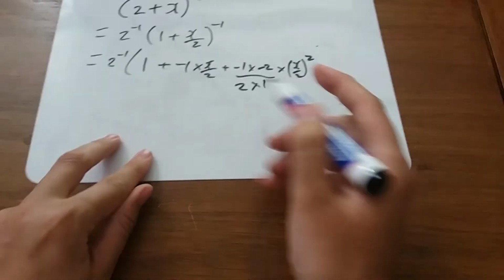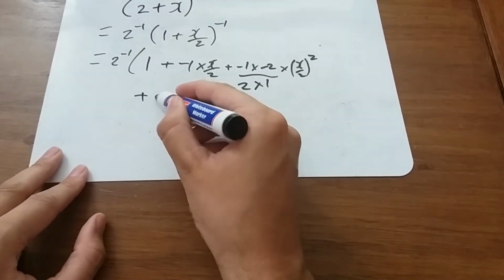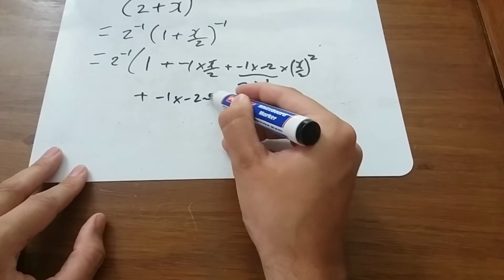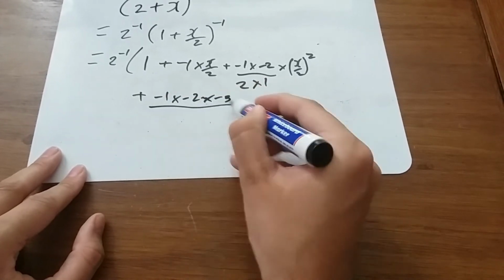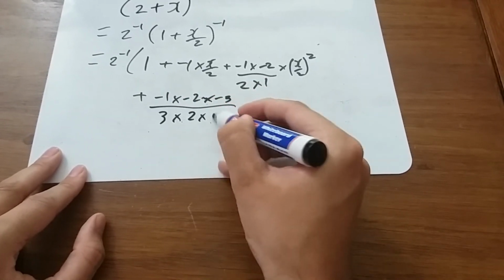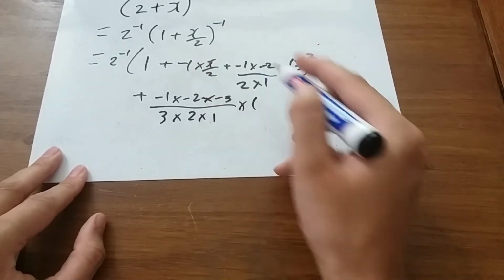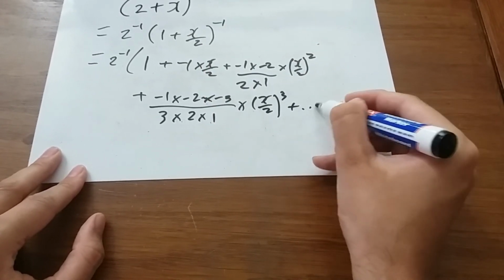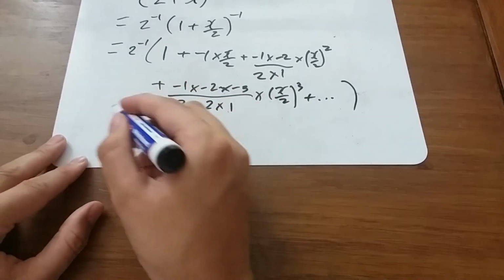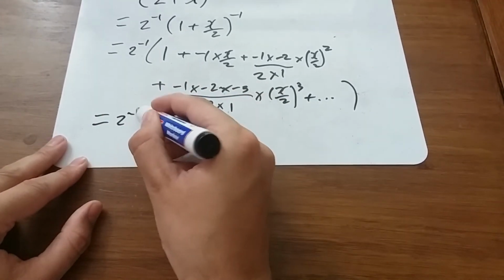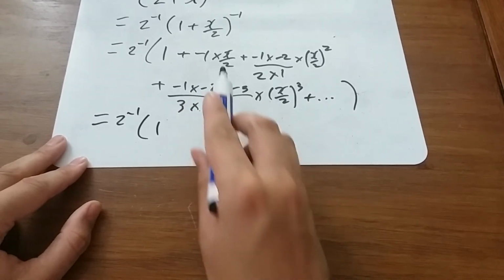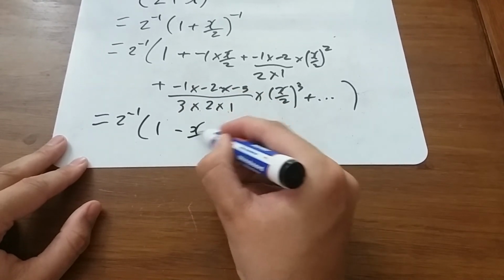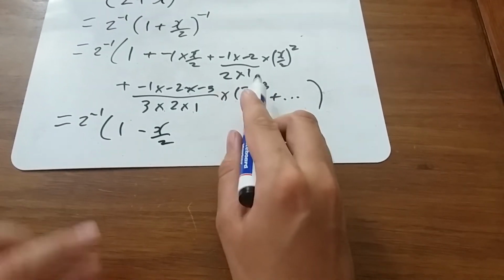I'm just going to do one more so we've got the idea here. Plus minus 1 times minus 2 times minus 3 over 3 times 2 times 1 multiplied by this thing, x over 2 cubed plus dot dot dot. Right, let's do some evaluation. That's 2 to the minus 1 multiplied by 1 minus x over 2. Now notice the cancelling on this.